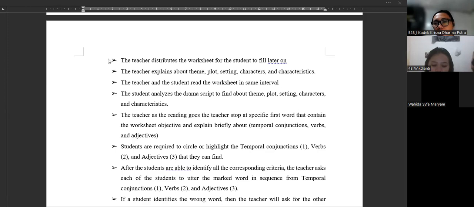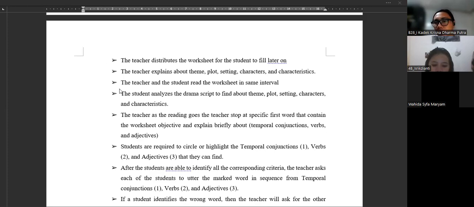Next one, the teacher and the student read the worksheet in the same interval. This is done in order to create a sense of togetherness. In this case, the teacher will need to take control of the learning as a whole in order to make this particular worksheet an effective one.